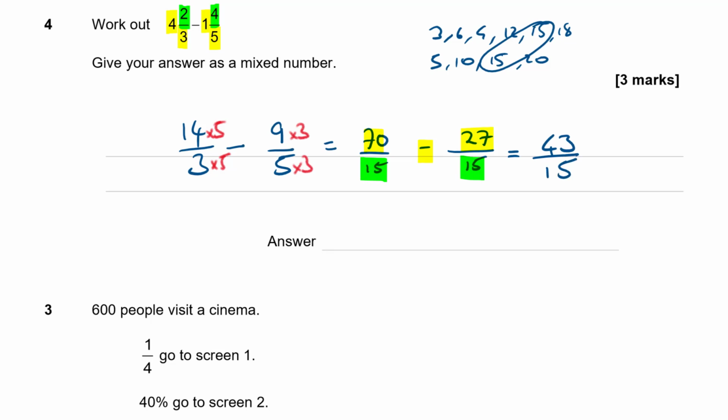Okay. Right, almost there. All we've got to do now is convert that back into a mixed number. I do that by thinking, how many times does 15 go into 43? I think it goes in twice. 15, then 30, then 45 would be too much, wouldn't it? So it goes in 2 times. 2 times 15 is 30. So the difference between 30 and 43 is 13. So it's 2 and 13 fifteenths.